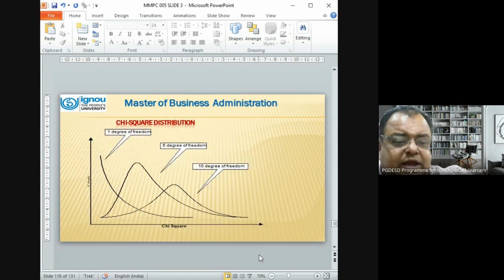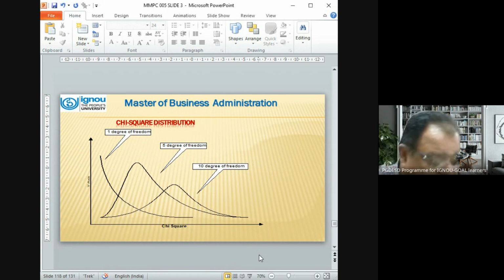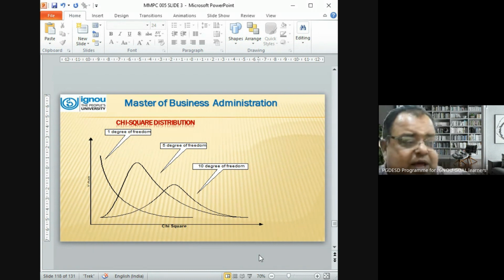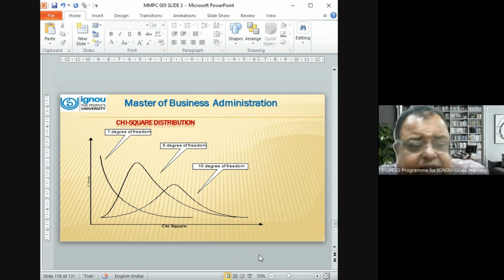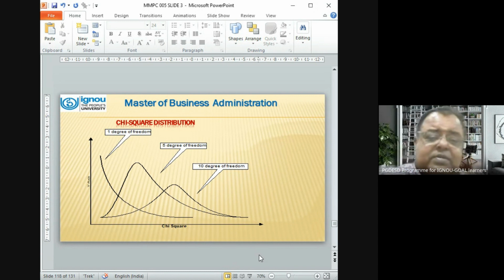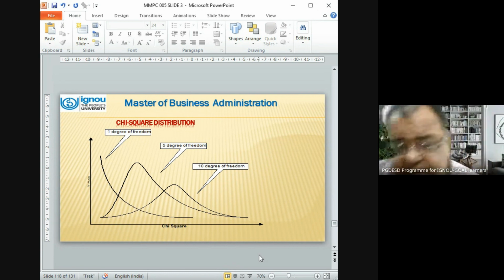Now see, degree of freedom. I told you that as degree of freedom increases, the graph becomes steeper. That means it shifts towards the normal distribution and behaves like a normal distribution. If 1 degree of freedom is there, you can see an arc coming down. If degree of freedom is 5, this graph has moved up, the second one. And if degree of freedom is 10, it is similar to that of normal distribution.